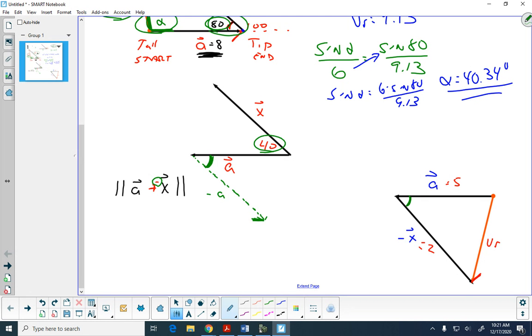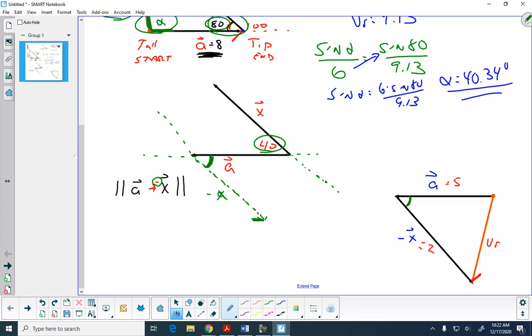Well, X is going upwards, I'm sorry, this is negative X. Okay, X is going upwards, X is going downwards. And if I would continue these lines, I would have this and this.